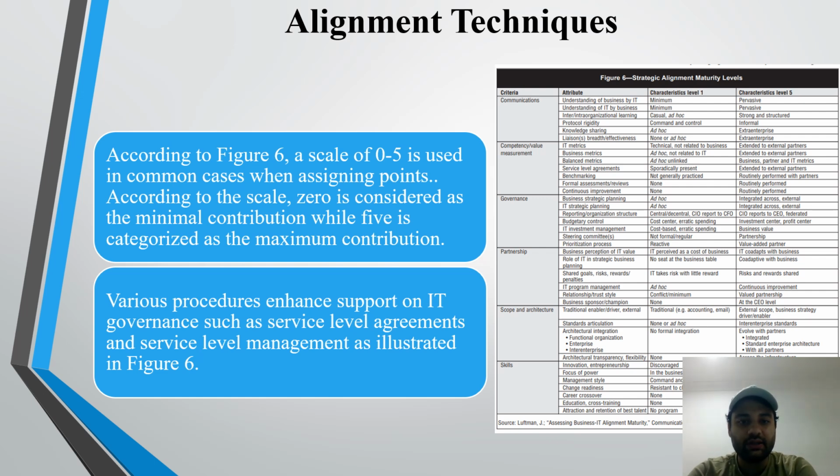According to figure 6, a scale of 0 to 5 is used in common cases when assigning points. 0 is considered the minimal contribution while 5 is categorized as the maximum contribution. Various procedures enhance support on IT governance, such as service level agreements and service level management, as illustrated in figure 6.